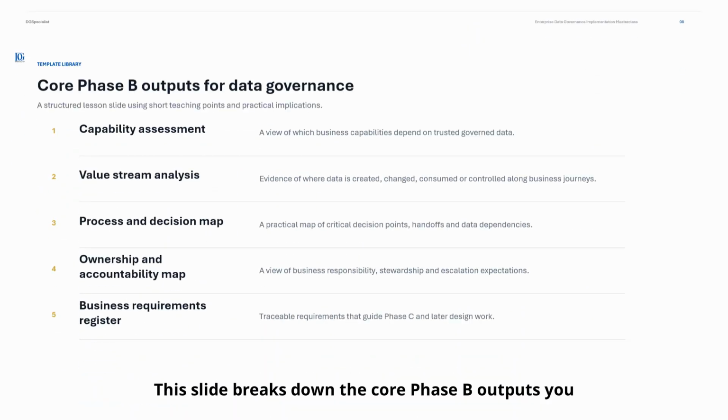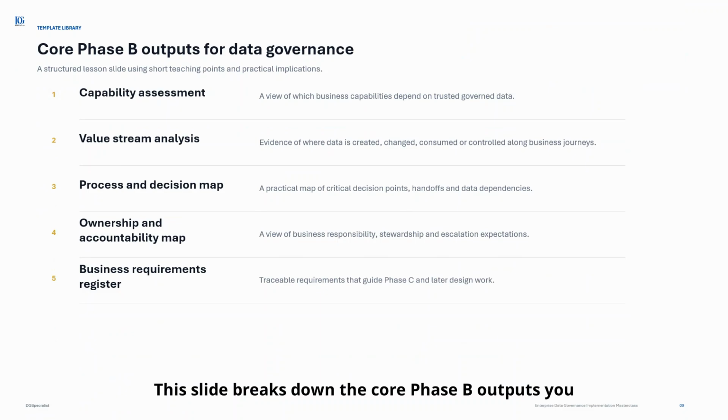This slide breaks down the core Phase B outputs you need for data governance. Our goal is to build a highly structured understanding of this topic and its deep business architecture implications. Point 1 is the capability assessment. This provides a clear view of which specific business capabilities actually depend on trusted, well-governed data. Point 2 is the value stream analysis. This is your hard evidence showing exactly where data is created, changed, consumed, or controlled all along the various business journeys.